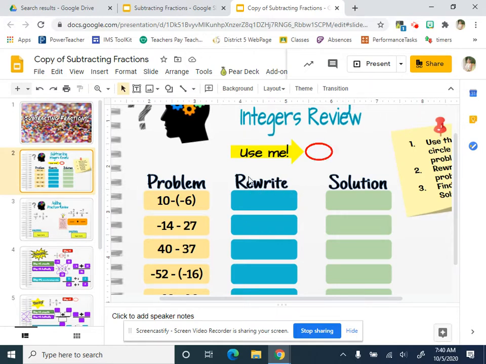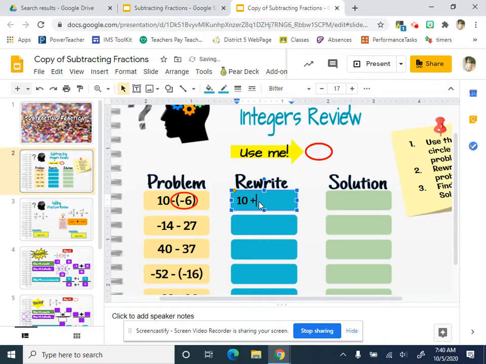Okay, now remember, when we take the circle, we're going to drag it over the second number and whatever is attached to it. Okay, if you see a double negative, then that makes that second number positive. So we're going to rewrite that as 10 plus positive 6, and that's going to give you 6. Now remember, if you don't understand this way, you can do keep 10, change subtraction to addition, and change negative 6 to positive 6. Okay, so let's drag.